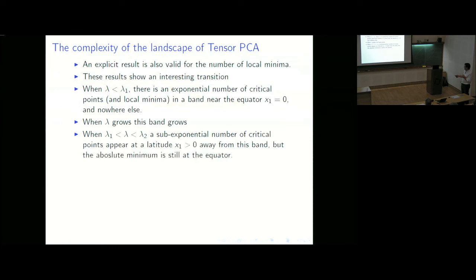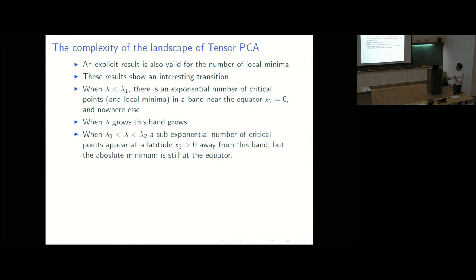Yeah, so there's this interesting thing. When you look at local minima, there's an interesting transition. When lambda is smaller than a certain value, lambda 1, which I won't give here, there's an exponential number of critical points in a band near the equator, as I said, nowhere else.